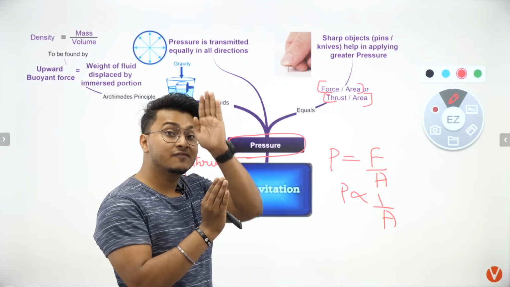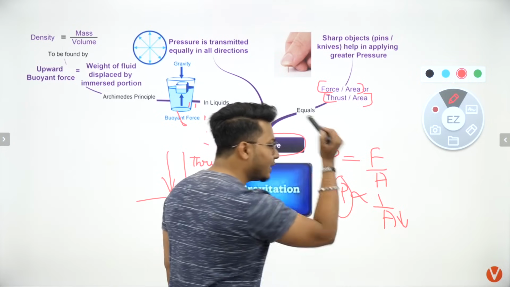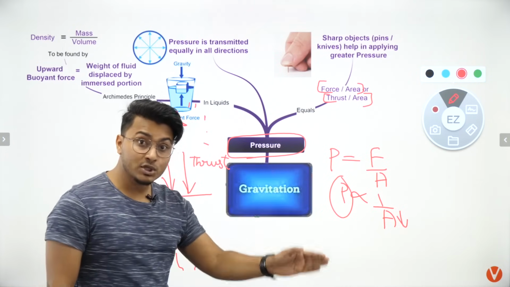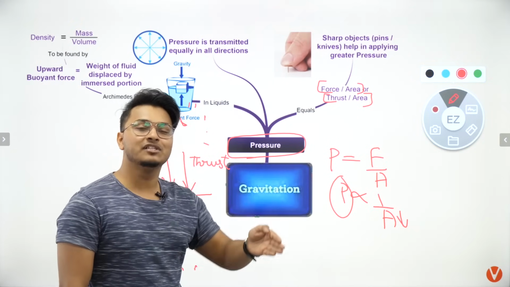if I have a knife, the one edge of the knife is very sharp. Why? Because I want more pressure there, so I have reduced down the area. I need more pressure there, इसलिए I have reduced down the area. That's why it is sharp. So it's easy for me to cut the vegetables.